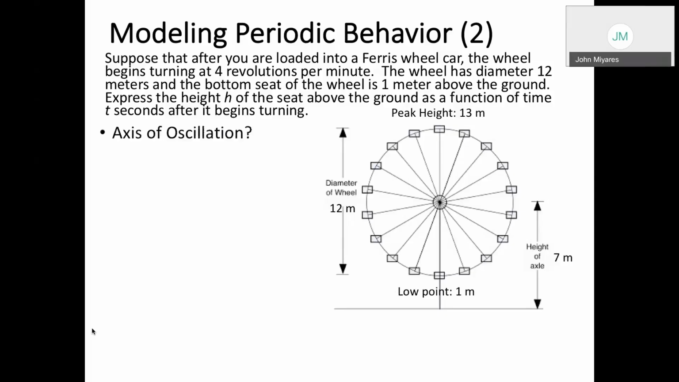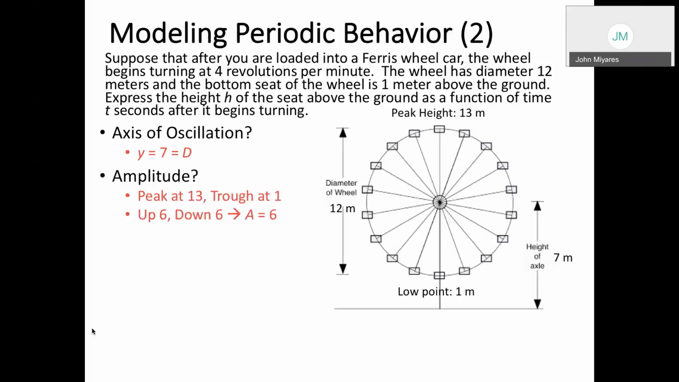The axis of oscillation will be at 7 meters because that's halfway between the peak and the low point on the Ferris wheel. To find the amplitude, we need to see that if the peak is at 13 meters above the ground and the trough is 1 meter above the ground, the amplitude is going to be 6 because you're going up 6, down 6 from that equilibrium height of 7 meters.